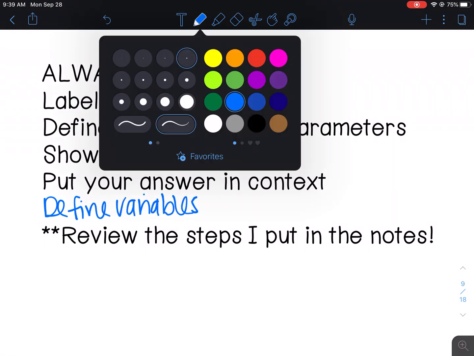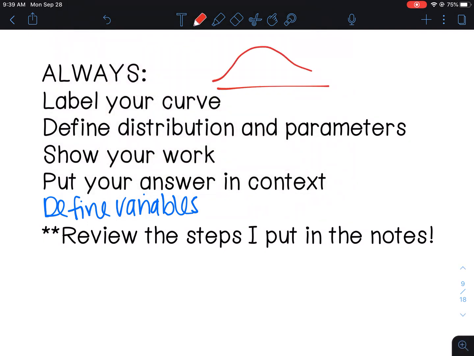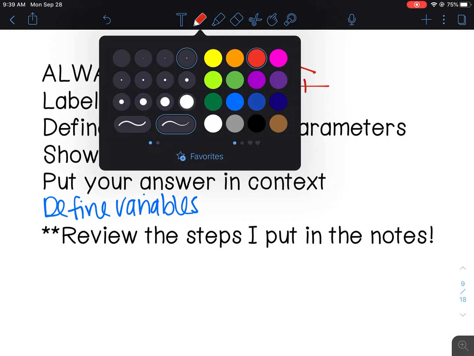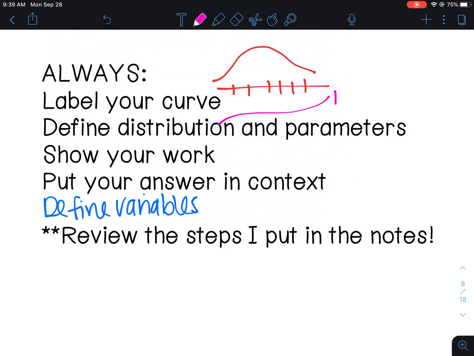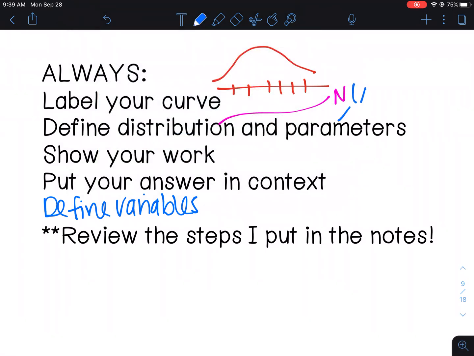So you need to label a curve. Do that, people. Make sure you draw your curve and label it. Here's my curve. Labeling is like this. Then I need to define my distribution. That's going to be writing N. Define my parameters. That's going to be mu comma sigma. Put the numbers in there though.